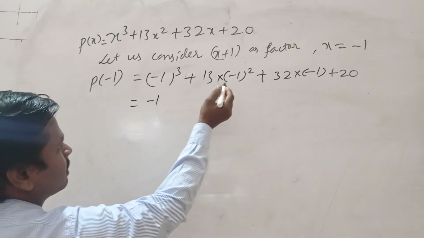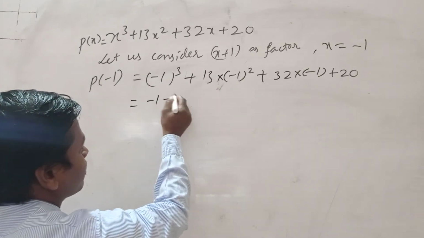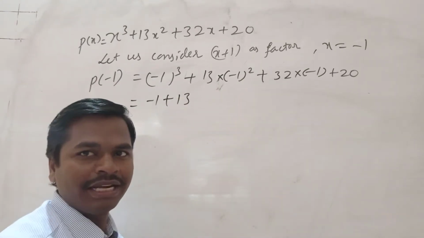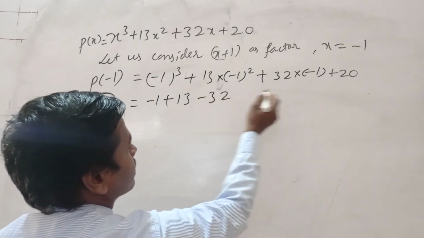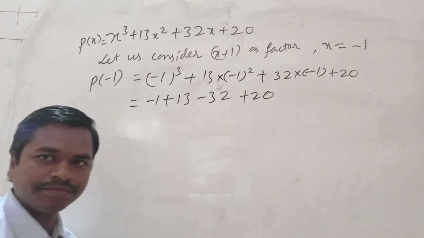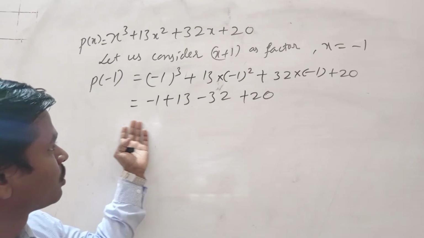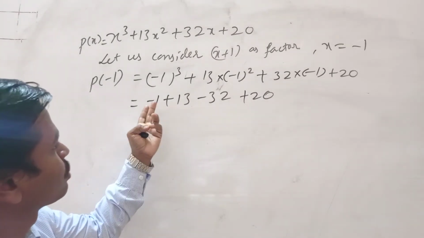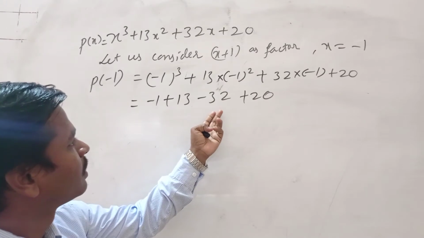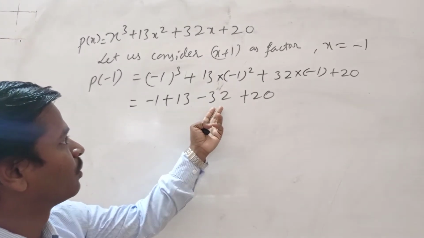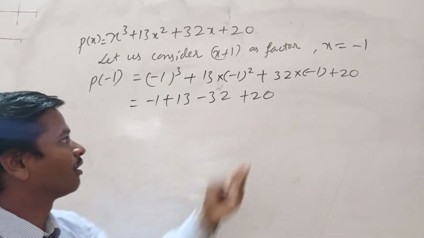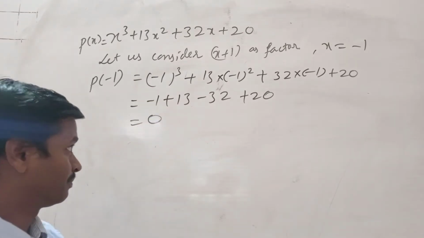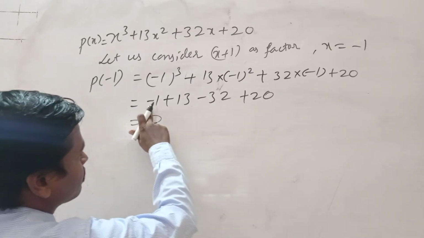Minus 1 cube, minus 1, minus into minus plus, plus 13. Now what will we get here? Plus into minus, minus 32, plus 20. Now substitute this one. 13 minus 1 is 12. 12 minus 32 is minus 20, plus 20, it will become 0. Okay? Minus 32 minus 1, minus 33.